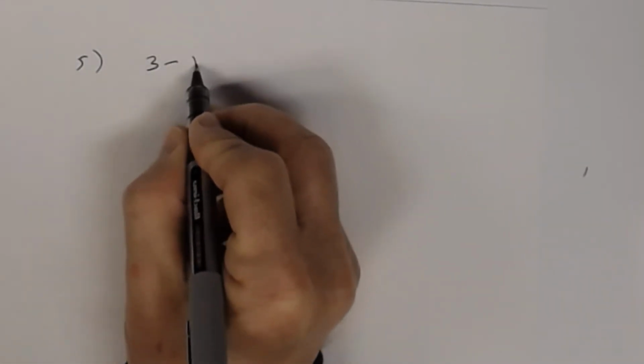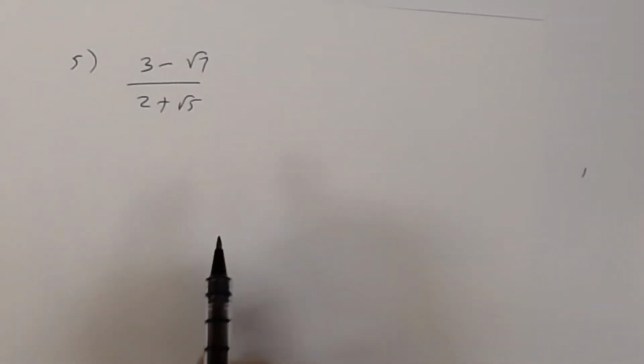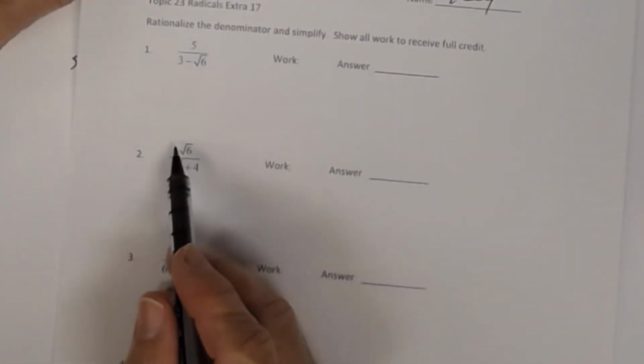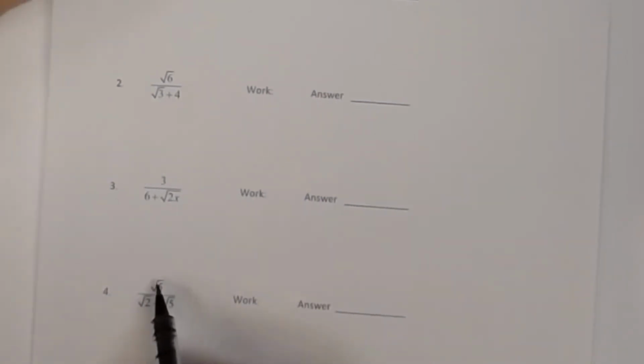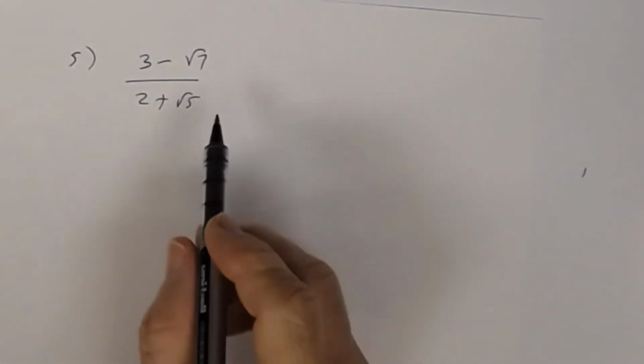So let's look at number 5. We have 3 minus the square root of 7 divided by 2 plus the square root of 5. Now this is going to be a little bit more challenging because remember, in all our previous problems, the numerators only had one term. Now we have 2 terms in the numerator. So it might be a little bit more work, but we'll see.